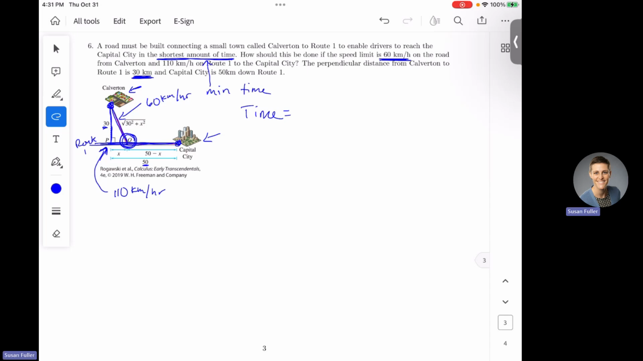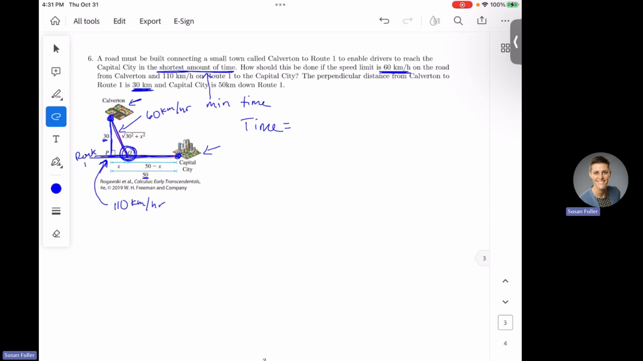Well, I know how distance, time, and speed are all related, right? Distance equals rate times time, right? That's how distance, rate, and time are connected. So distance equals rate times time. So if I want to get time, I'm going to have to divide both sides by rate. So I know that if I take the distance that I have to go divided by the rate or the speed at which I can go, I'm going to get time out of that.